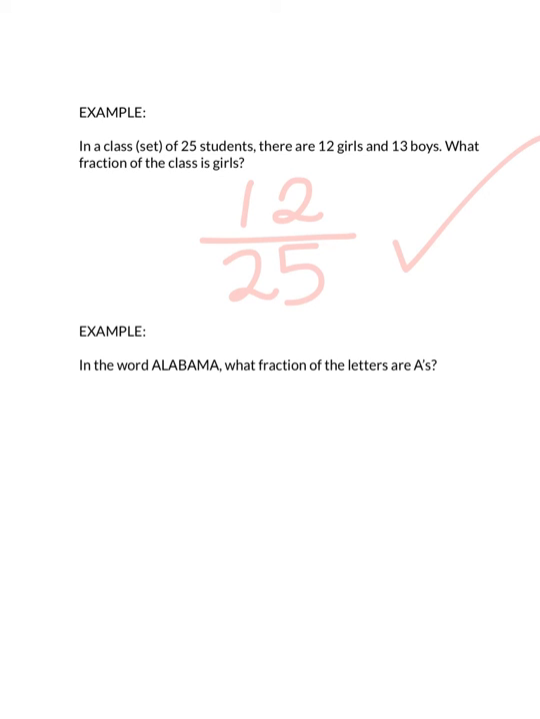All right, now a little bit different. In the word Alabama, what fraction of the letters are A's? So we need to start by figuring out what is our denominator, what is the total number of letters in the word Alabama. So let's count. 1, 2, 3, 4, 5, 6, 7. Okay, so we have 7 total letters in the word Alabama.